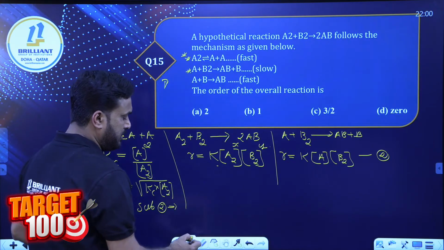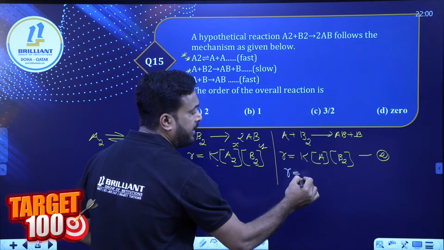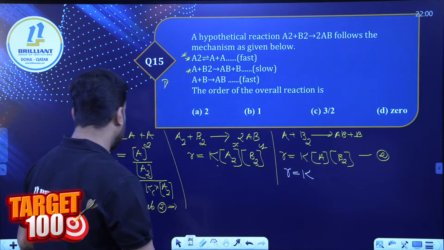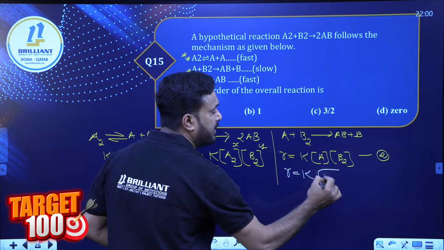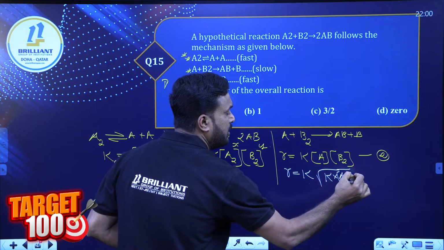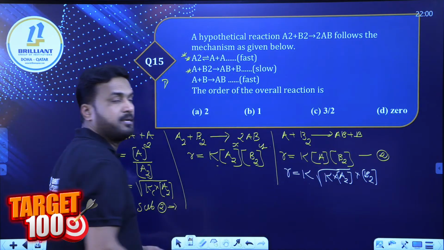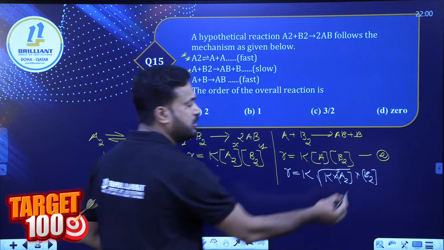Substituting into equation number 2, you will be getting small letter r is equal to K. I will take it as same. Here, instead of A, I have root of K into A2. Inside the root only, into B2 will come. Anyway, B2 value is 1, because it's an elementary step. The power can be taken as unity or 1.